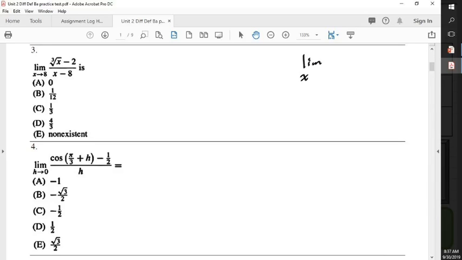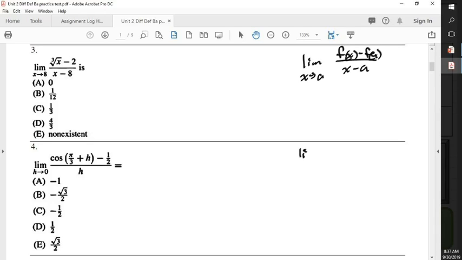It takes the limit as x approaches a, or in this case, we'll just say a. And then we have our slope function over here, which is x minus a, and then f of x minus f of a. Okay?